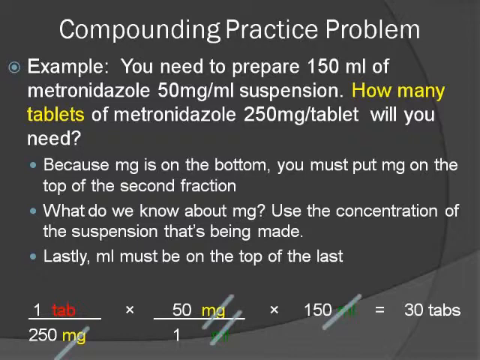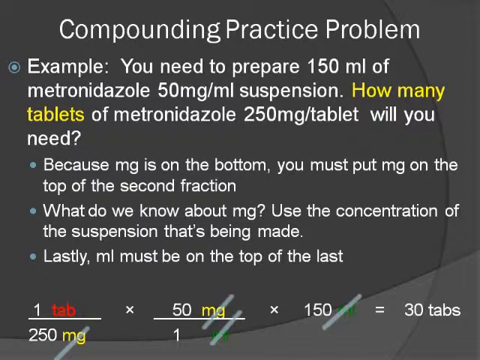The mg is going to cancel with the mg. The ml will cancel with the ml, and we'll be left in tablets. So you take 1, divide it by 250, then multiply it by 50, divide it by 1, then multiply by 150. You get 30 tablets.